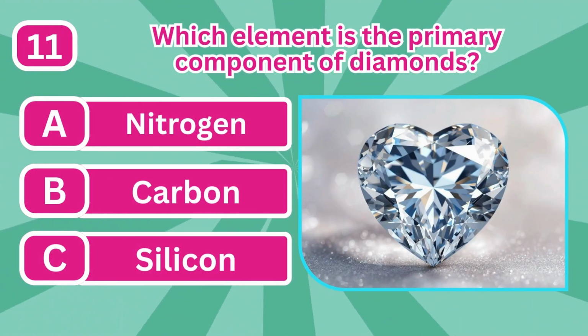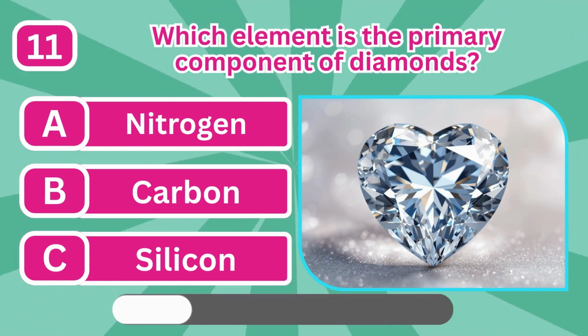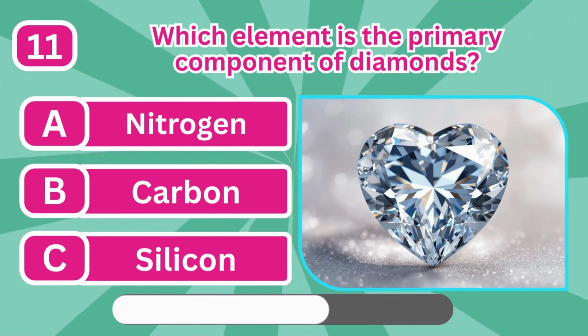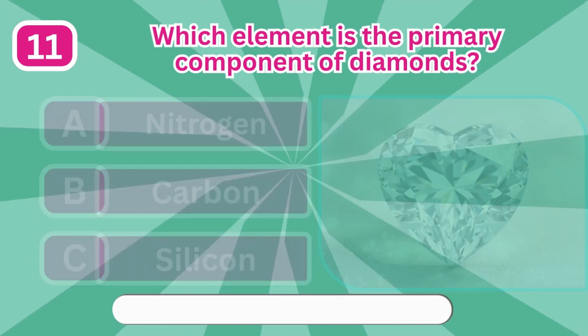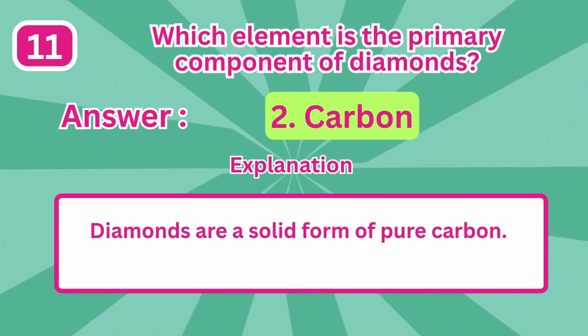Which element is the primary component of diamonds? Two. Carbon. Diamonds are a solid form of pure carbon.